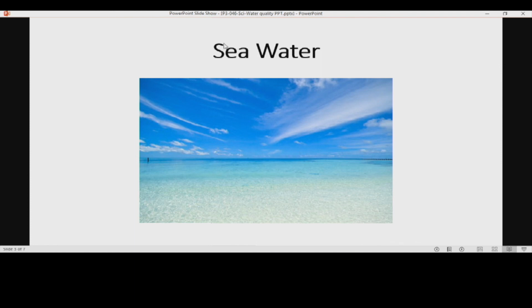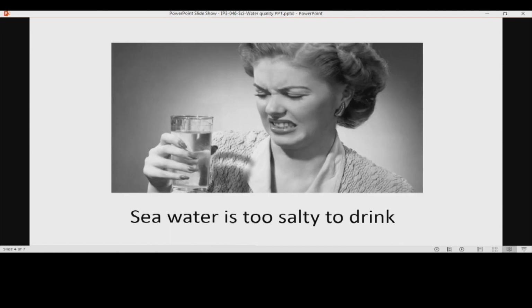Seawater. Seawater is the most amount of water on the planet. Can we drink seawater? No. Very good. Seawater has too much salt. We can't drink it. Seawater is too salty to drink. Yes, it's full of salt, so we can't drink it. It needs to be filtered.